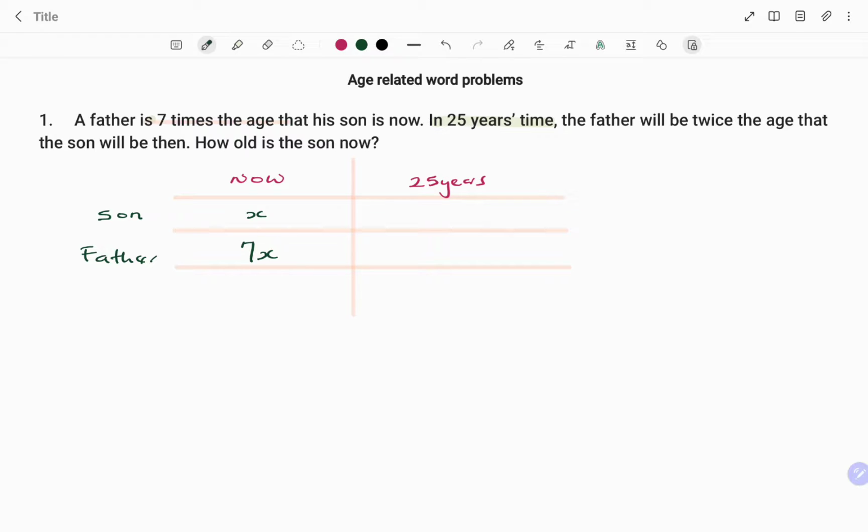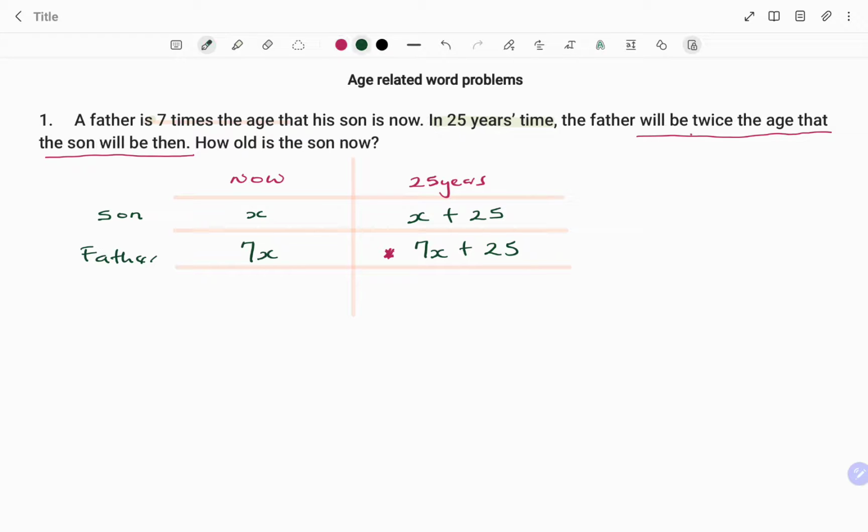So remember, the son, who is X years old now, in 25 years will be X plus 25. And the father, who is 7X years old now, will be 7X plus 25 in 25 years' time. However, we've been told that at this time, 25 years' time, the father will be twice the age that the son will be then. So what that means is the son in 25 years will be X plus 25.